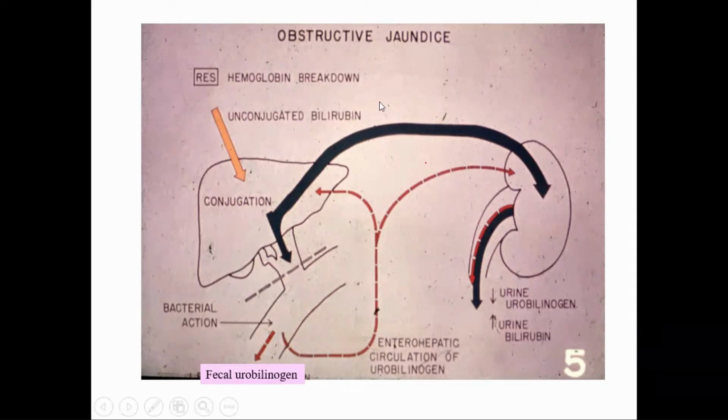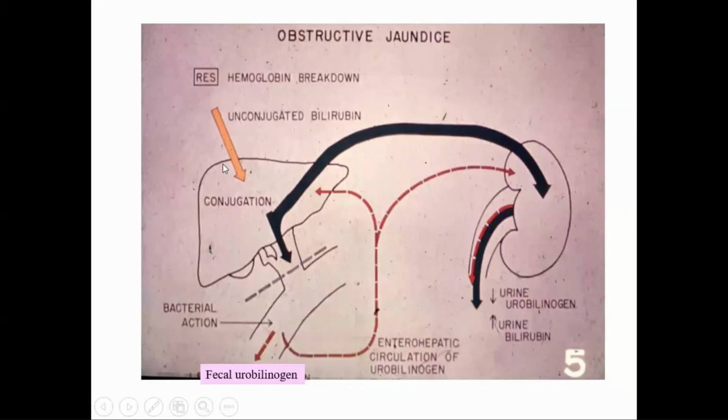Hemoglobin breakdown, unconjugated bilirubin, liver conjugation, and after conjugation, this is soluble, so it circulates in the blood and it is excreted in the urine because it is soluble conjugated bilirubin. So you see this black line. This bilirubin will appear in the urine, along with urobilinogen. There in hemolytic jaundice, there was no bilirubin. So that is a difference between obstructive jaundice and hemolytic jaundice.